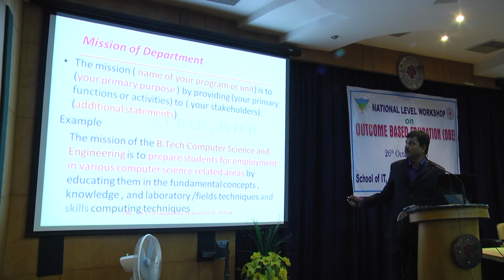By providing, that is, how you are going to achieve that, by activities. And to whom you are going to deliver this mission, this program, to whom? That is also very important. And apart from this, you can add some more statements also. In the below, with the respective colors, you can find the one-to-one mapping. Then it is easy to understand.